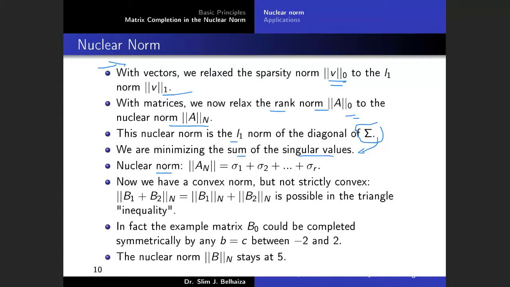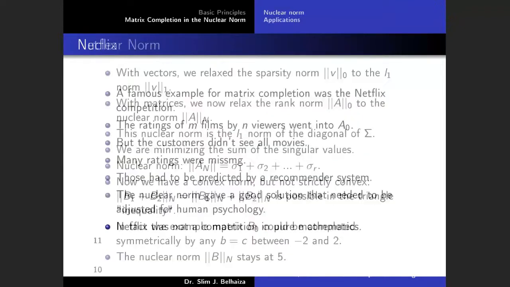Okay? So now we have what we call a convex norm, but not strictly convex, because we have a kind of triangular inequality to satisfy. And in fact, the example matrix B0 could be completed symmetrically by any B equals C between -2 and 2 in the previous example. And the nuclear norm stays at 5. You can give me just 2 more minutes, guys, I will finish this.